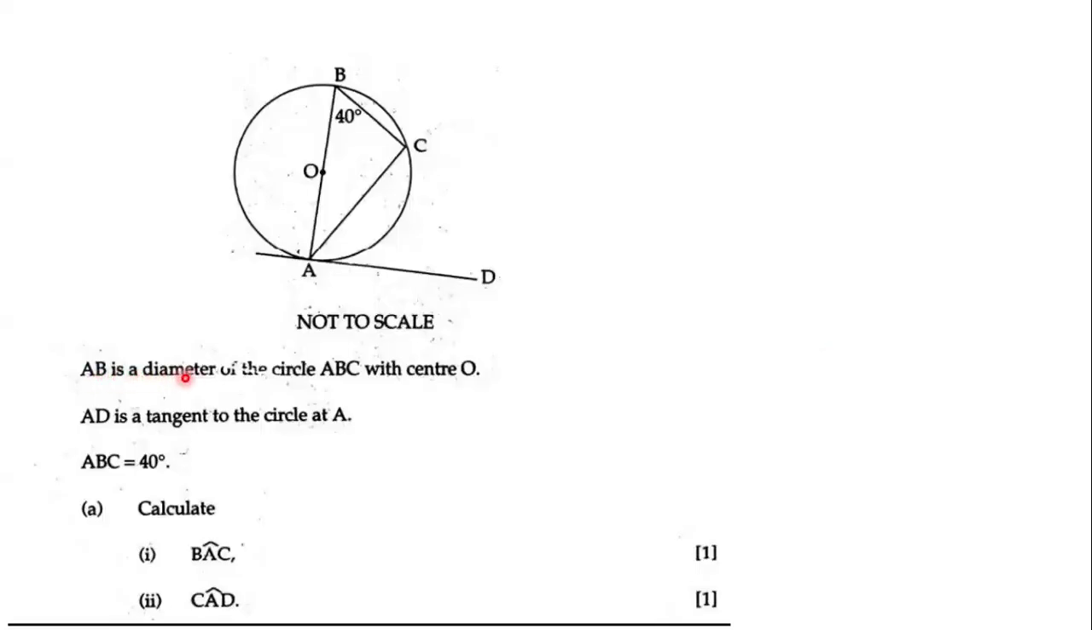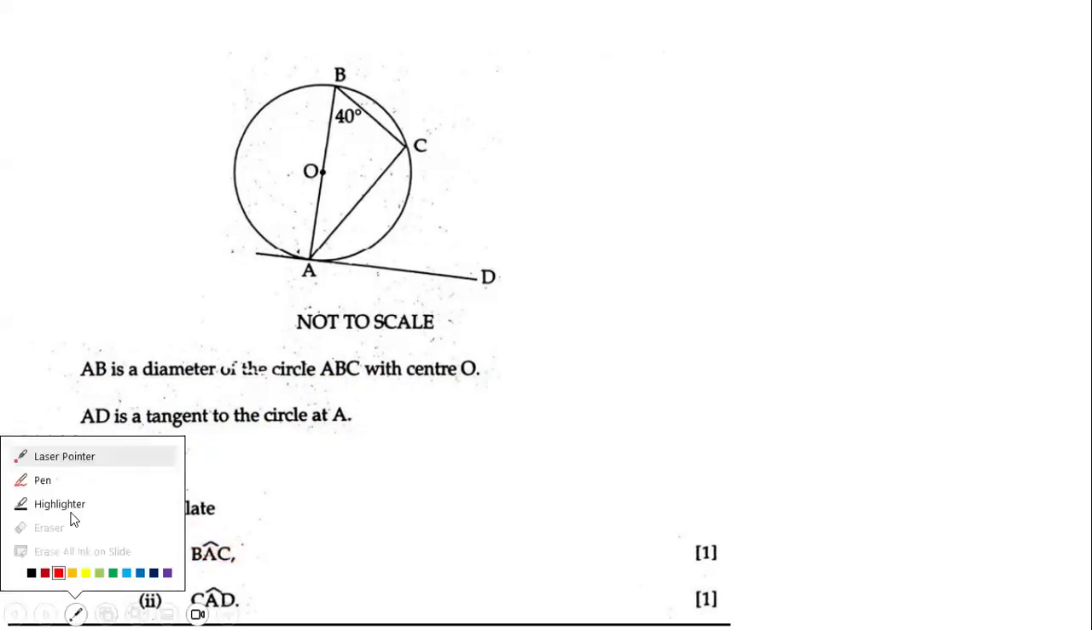AB is a diameter of the circle ABC with center O. AD is a tangent to the circle at A, and angle ABC is equal to 40 degrees. Calculate angle BAC. So first of all, let us highlight this angle.